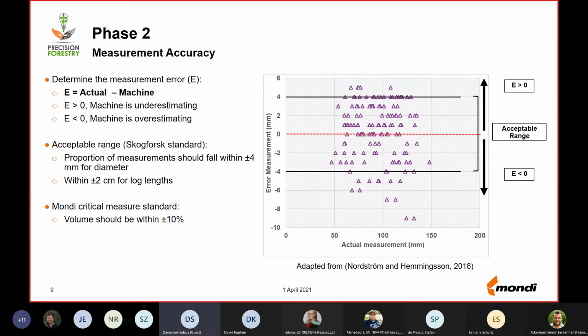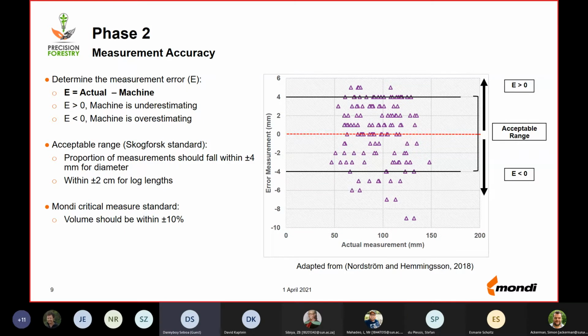The measurement accuracy. So how did we determine the measurement accuracy? We looked at something called measurement error. For this, the actual measurement is your physical measurement on the ground, subtracted by what the machine is saying, meaning the machine measurement. So if your measurement error is greater than 0, it means your machine is underestimating. And if your measurement error is less than 0, it means your machine is overestimating.